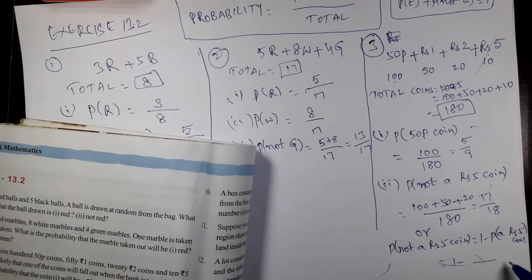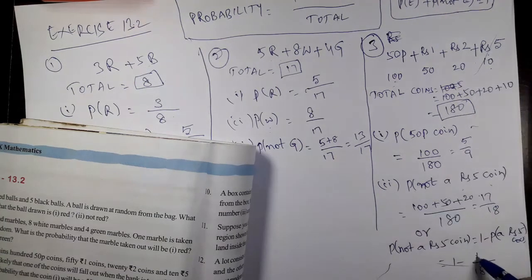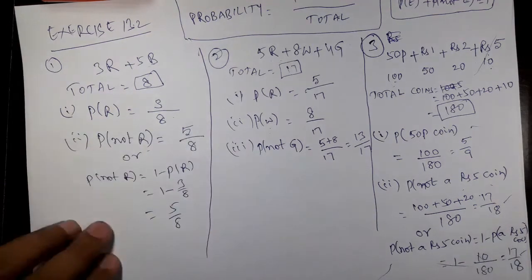Let us find out this one. Denominator is, of course, total, 180. How many 5 rupee coins are there? 10. So 10 is favorable here, right? So numerator is 10, so 10 by 180. Simplify: 1 minus 1 by 18 is 17 by 18. Same answer, right? This way also you can write. So this problem can be solved in two ways.